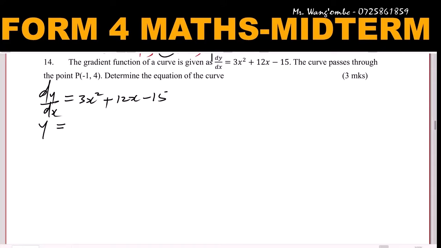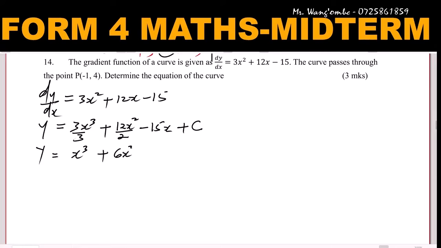So integrate 3x squared, you get 3x cubed divided by 3. Integrate 12x, you get 12x squared divided by 2. Integrate 15, you get 15x. Then don't forget to add the constant of integration. Simplify these, you get x cubed plus 6x squared subtract 15x plus c.